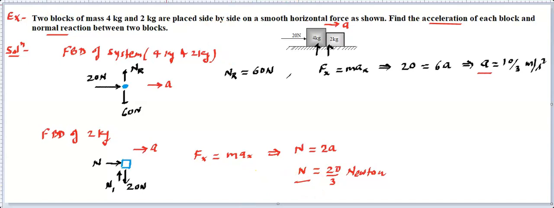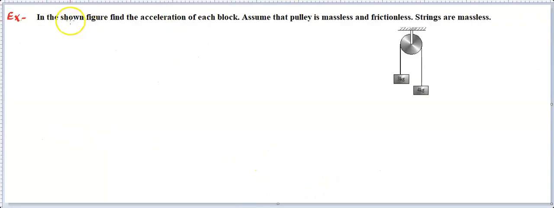Understood? Now let's take another important simple example. It says in the shown figure, find the acceleration. We need to find the acceleration of each block, and we are assuming the pulley is massless, frictionless, and strings are massless, so everything is given to us. So this is the basic combination of string and pulley, and this is also known as Atwood machine.